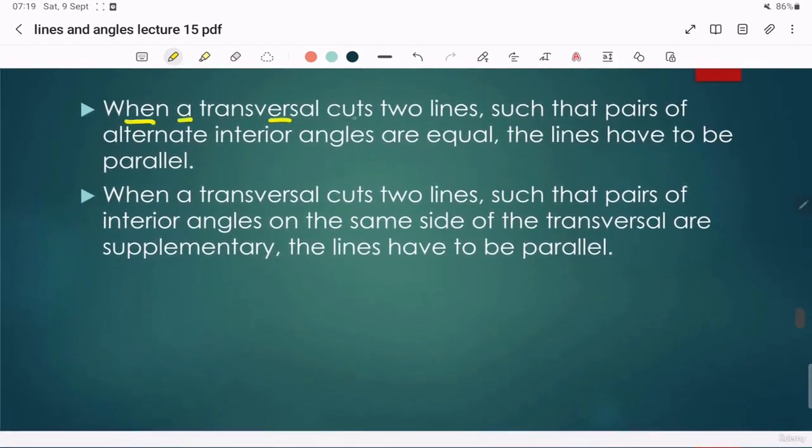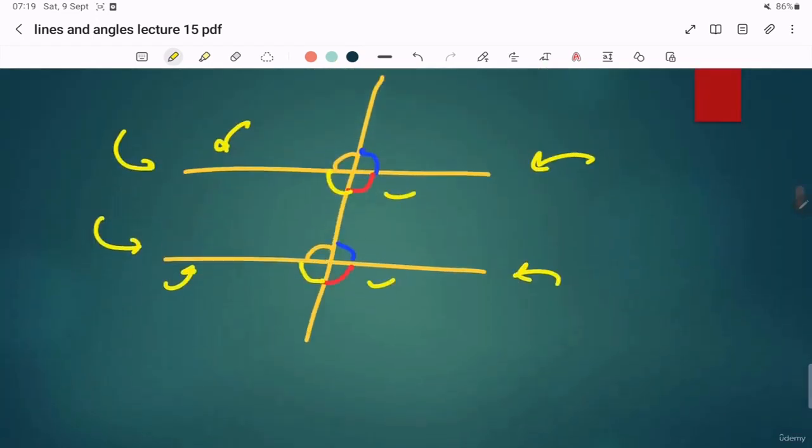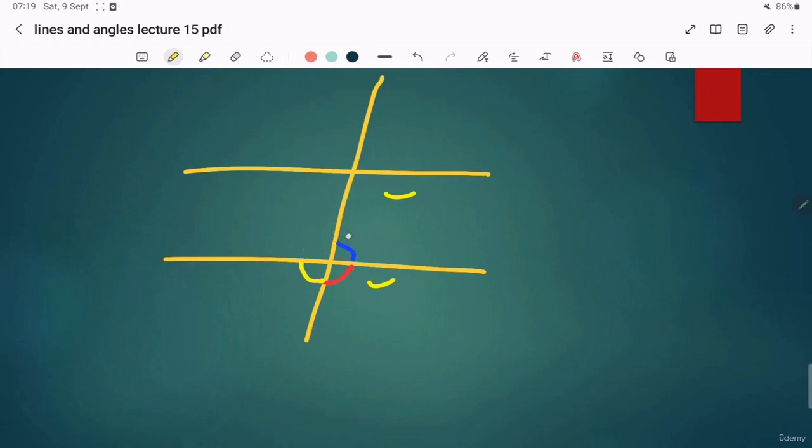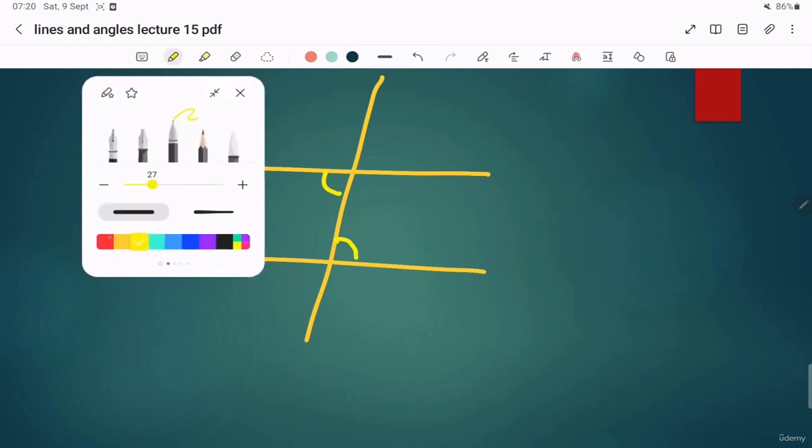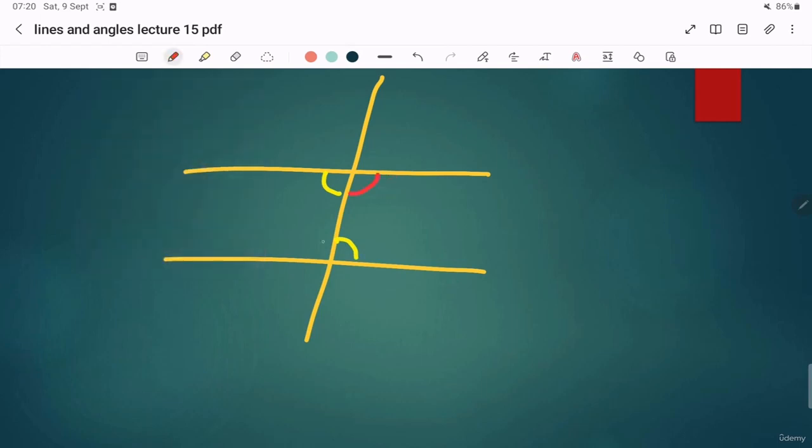When a transversal cuts two lines such that pairs of alternate interior angles are equal, the lines have to be parallel. Now see in this case, this is one pair of alternate interior angles and this is another pair. If alternate interior angle pairs are equal, then the lines have to be parallel.